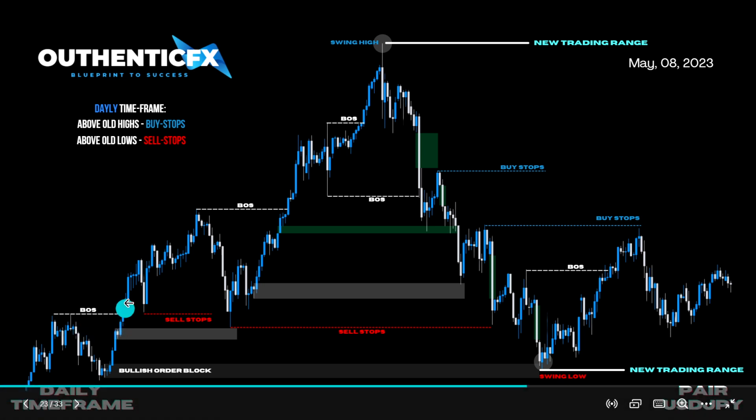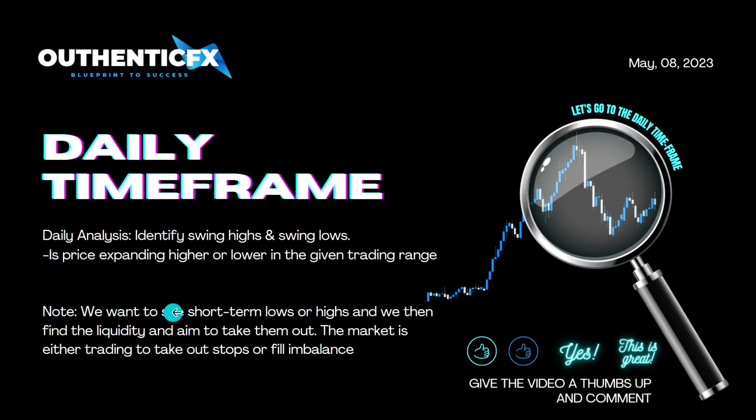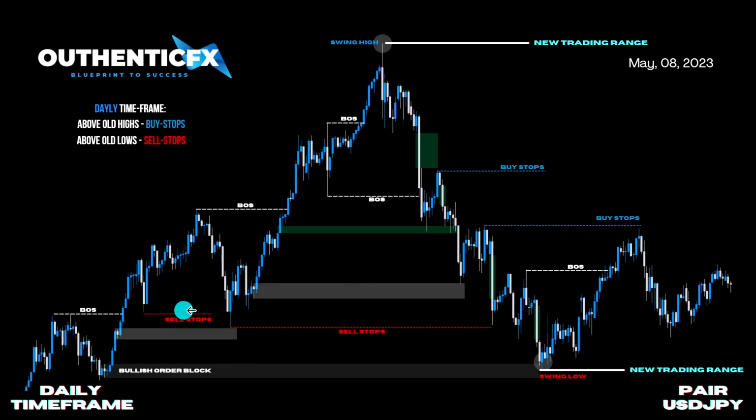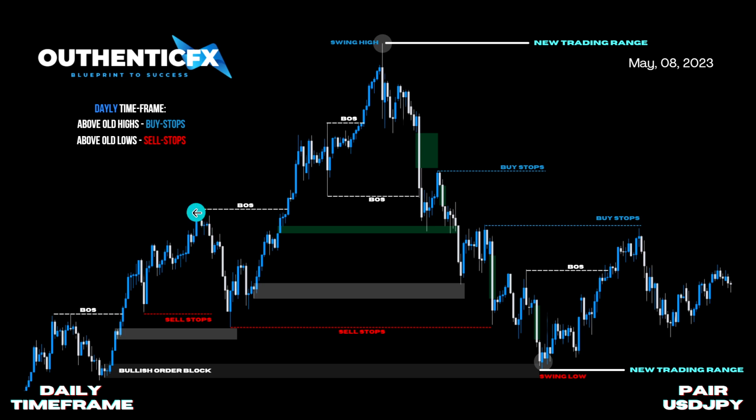We have our break of structure creating this new price leg, a retracement into this bullish order block, which is our last down candle before the major move up. We then see price took out the sell stops, right? So remember what we said in the previous slide. We want to see short-term lows or highs, and we want to find liquidity and aim to take them out. As you can see from taking out the sell stop, we have an unmitigated area here, which is a bullish order block, which is a down candle before the major move up, expanding to the upside and breaking structure to confirm that new high.